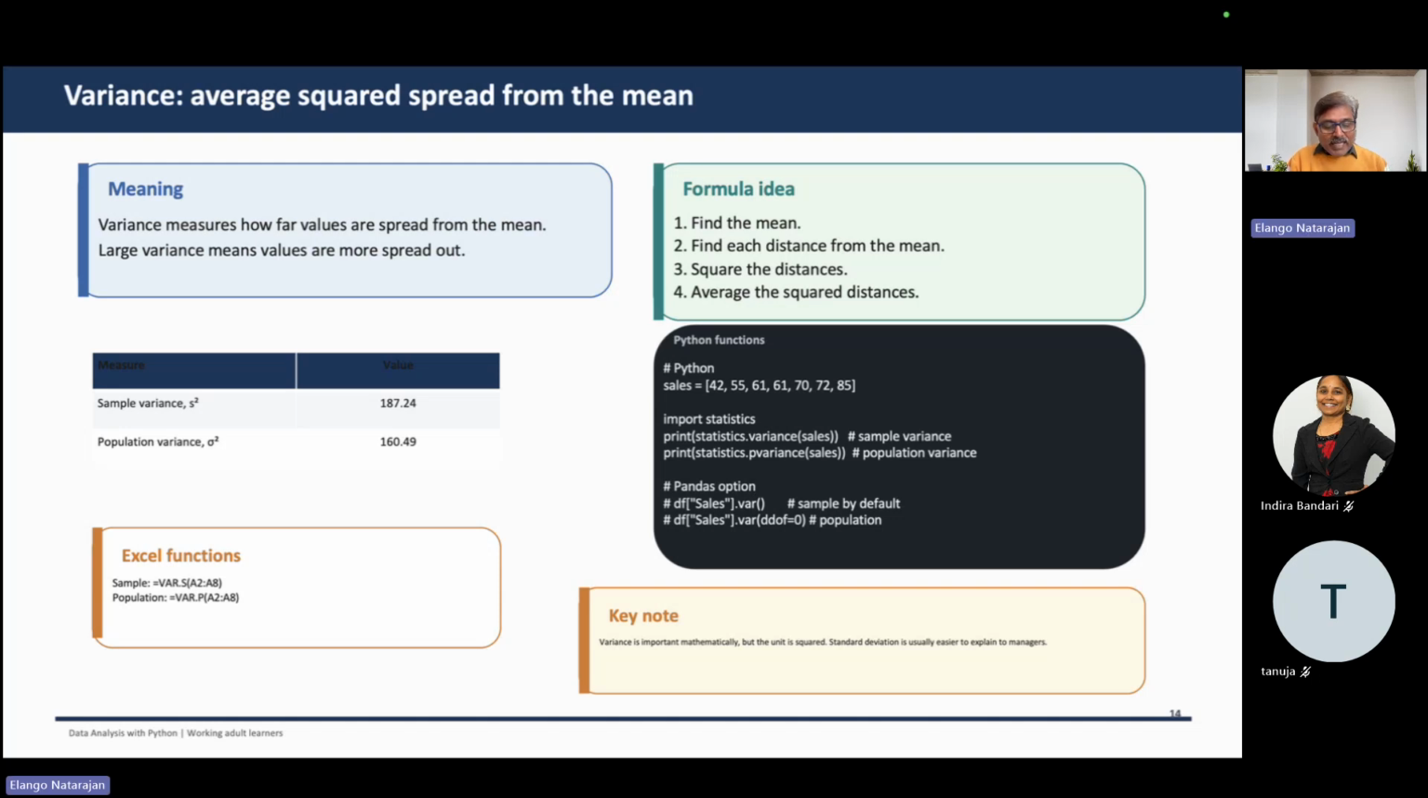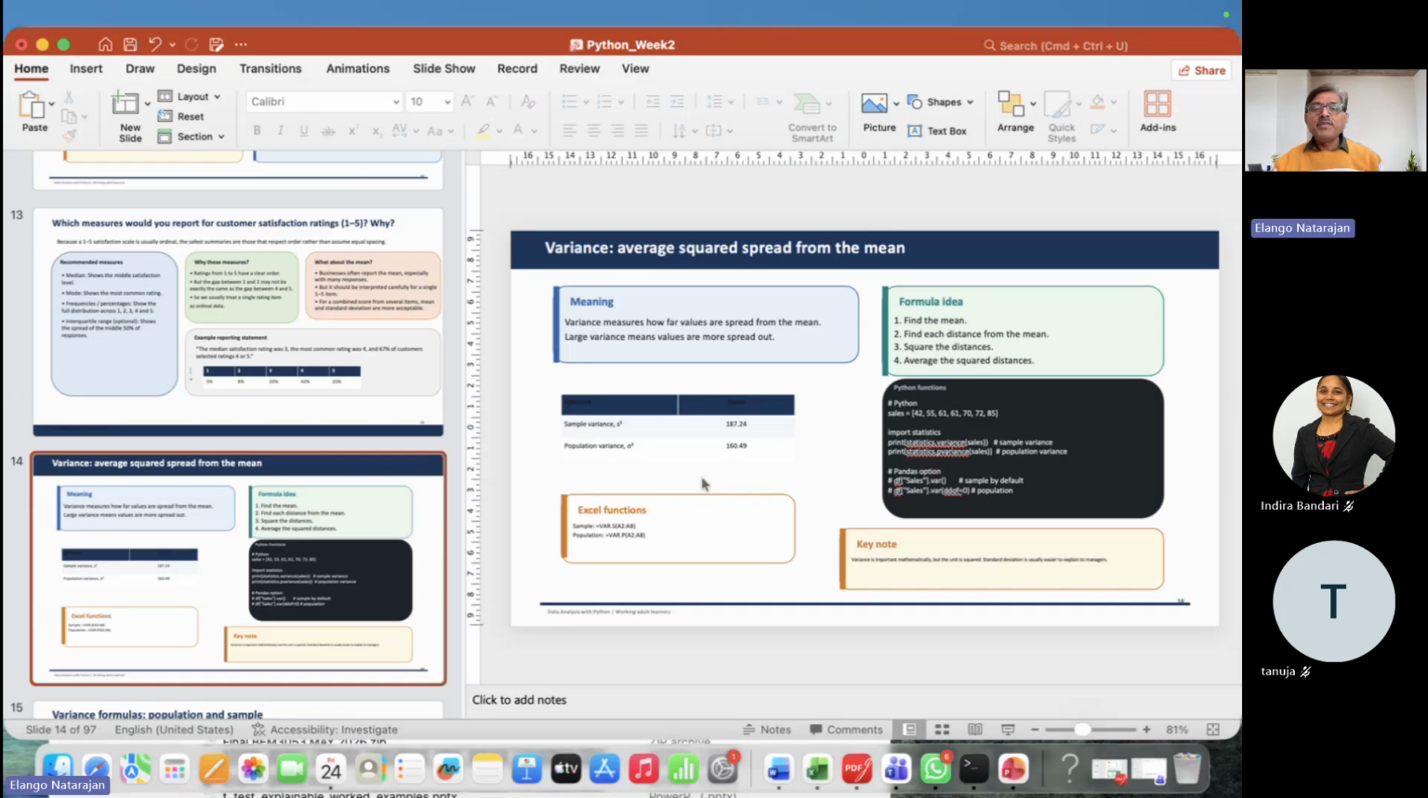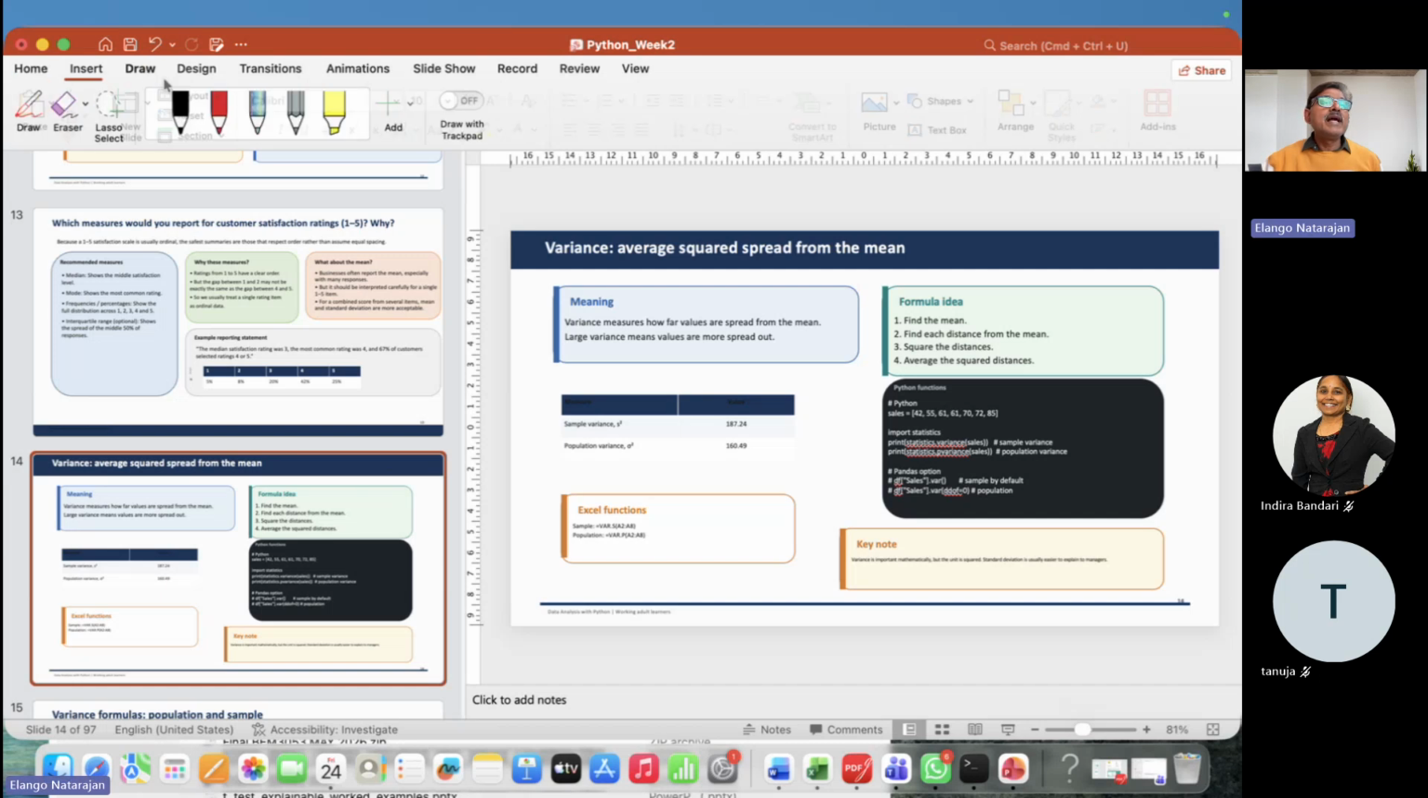Fine. The next term I would like to introduce to you is variance. Variance is a very important thing when we work in our data analysis. For example, we have a mean value, it is x bar, and our data may be somewhere else. We are not sure where the data is.